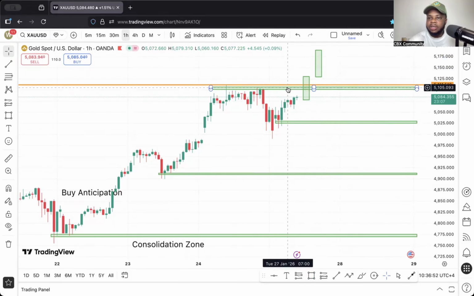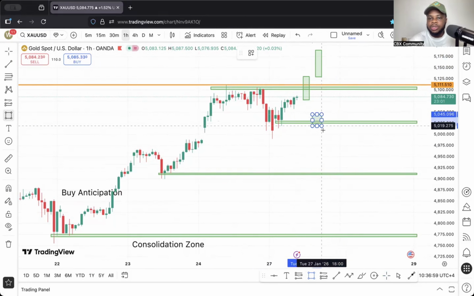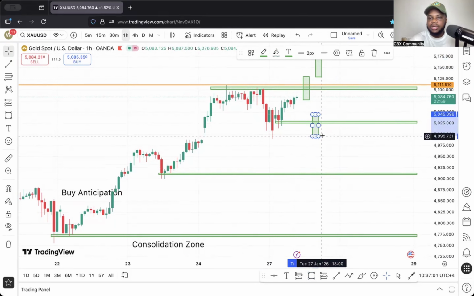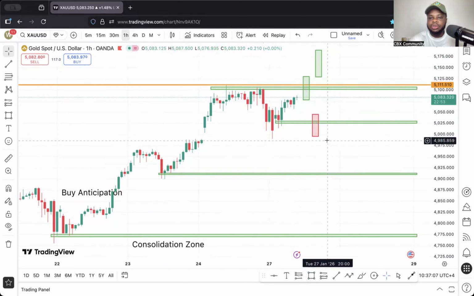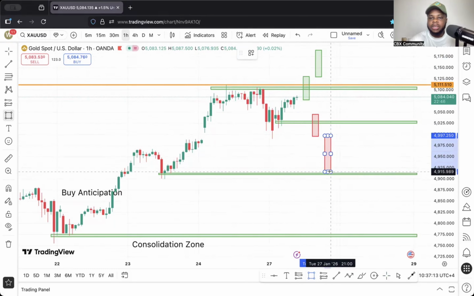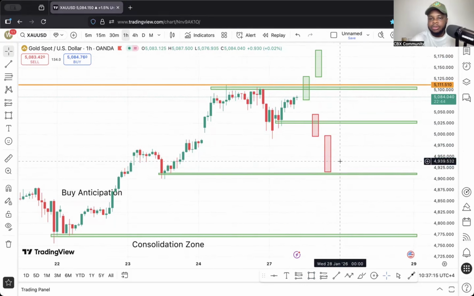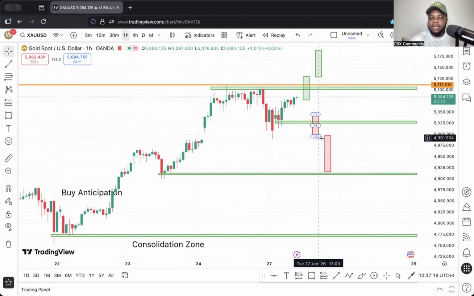So from this resistance zone down to this support zone is a consolidation zone, and we're also anticipating a bearish candle to break this support zone over here. Let me change this color to red. So we're anticipating this candle to break this support zone, for the next candle to continue to come down to get to this support zone over here. Because if there is volume in the market, the volume should be able to push the next candle to break its low, for the candle to continue to come down to get to this support zone.